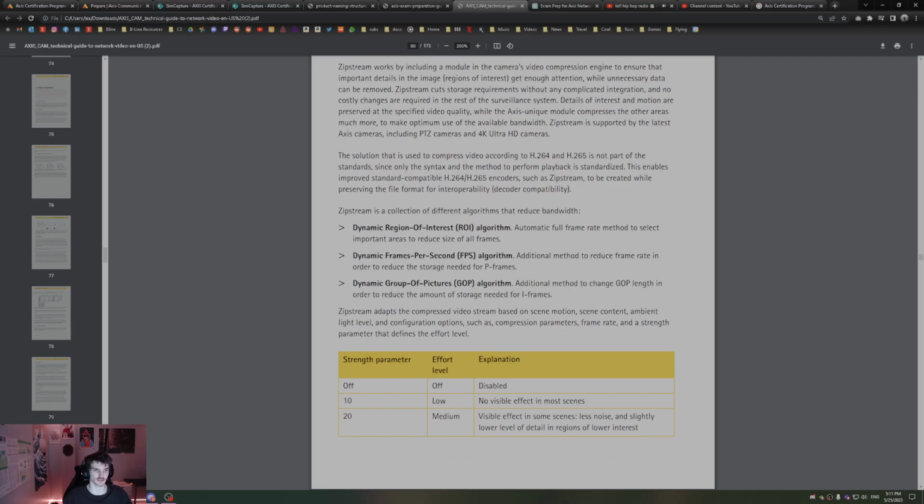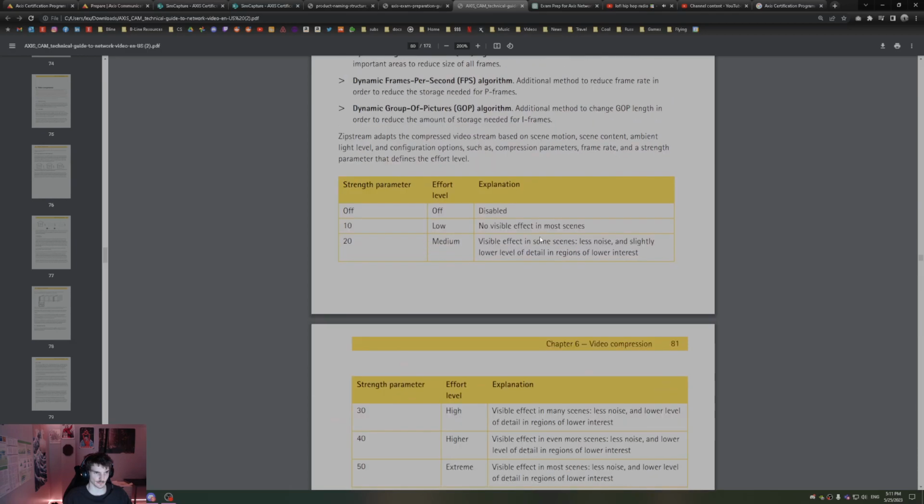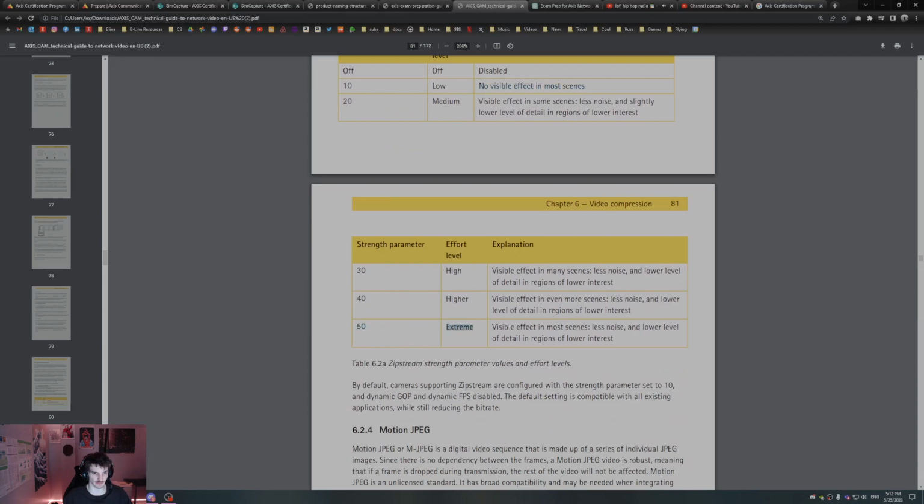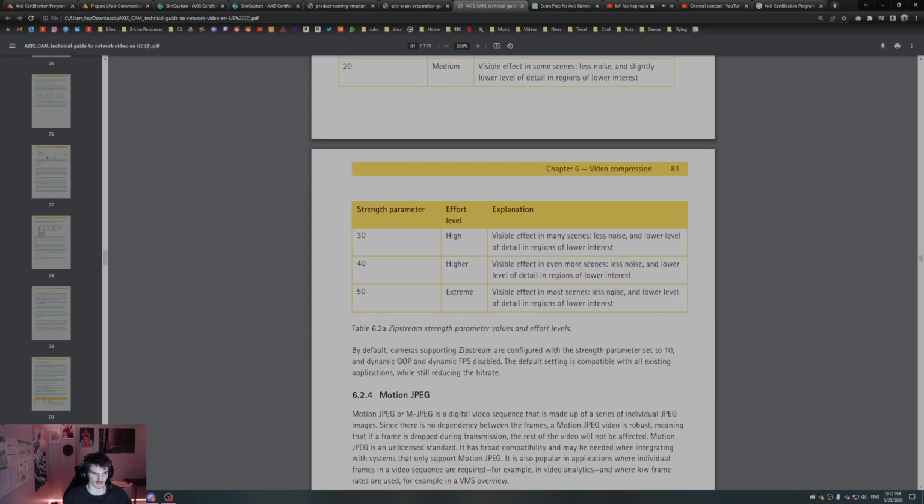ZipStream is a collection of different algorithms that reduce bandwidth. There's a dynamic region of interest algorithm, a dynamic frames per second algorithm, a dynamic group of pictures algorithm. So different parameters for the ZipStream, you can set it to be off, disabled, the lowest value 10, no visible effect in most scenes, going all the way up to 50 extreme, visible effect in most scenes, less noise, lower level of detail in regions of lower interest.